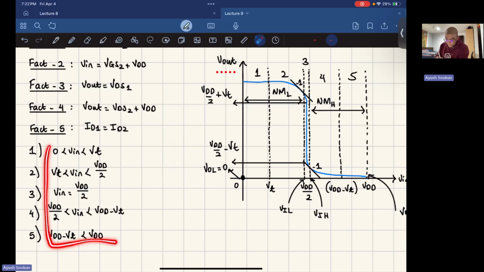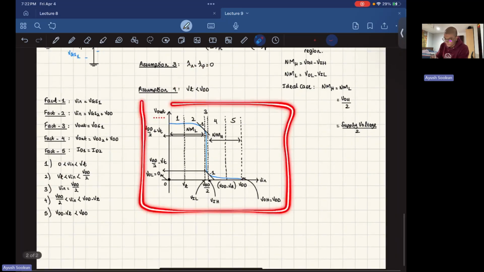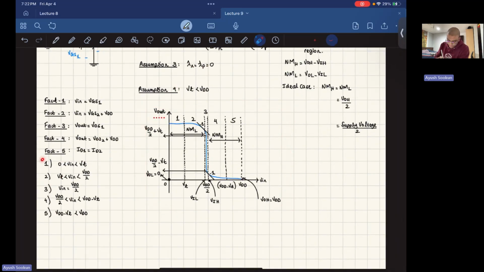So keep that at the back of your head and memorize this as well. The first thing you want to do is memorize this graph. The second thing you want to memorize is this thing associated with the ranges. Remember that these ranges are associated with the input voltage.